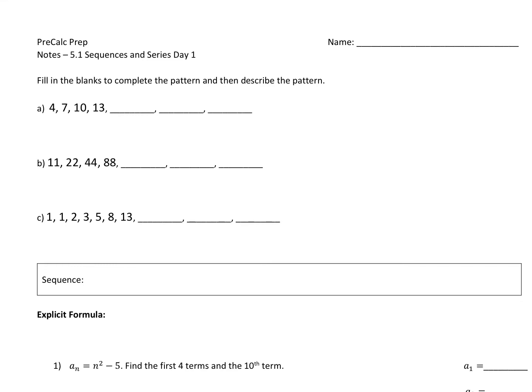In this video, we are going to talk about sequences and series, what they are, and how we determine a sequence or a series. If we look at A, we have 4, 7, 10, and 13. I want to look for a pattern of how I go from 4 to 7, 7 to 10, and 10 to 13. To go from 4 to 7, I add 3, and that pattern holds true going from 7 to 10 and going to 13. So the pattern is add 3 to get the next term.